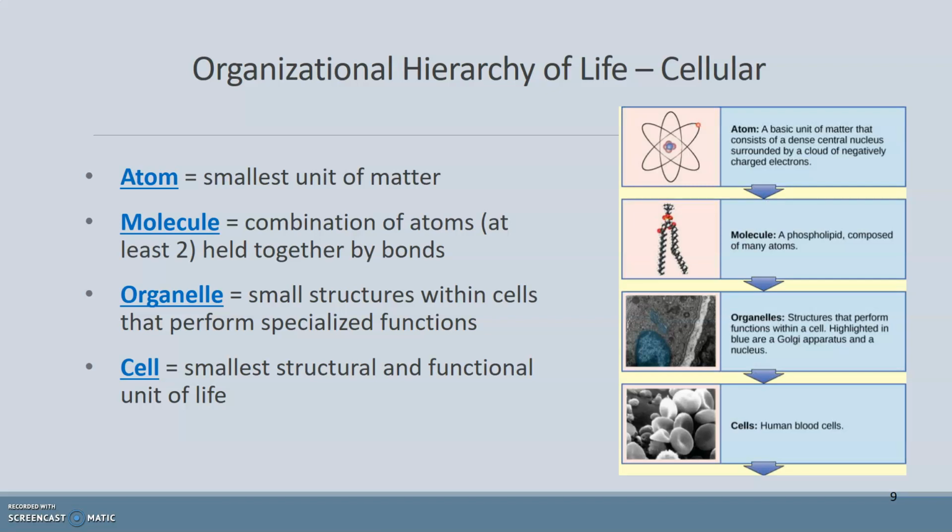The first organizational level that actually is considered alive is the cell. And that's because atoms, molecules, and organelles can't really reproduce or grow on their own, and cells can. So a cell is the smallest structural and functional unit of life. So it's the smallest thing that we consider alive. And it is made up of organelles, which are made up of molecules, which are made up of atoms, right? And so you can see as we increase from atom to cell, we increase in organizational complexity.